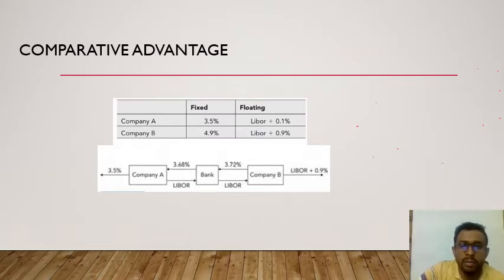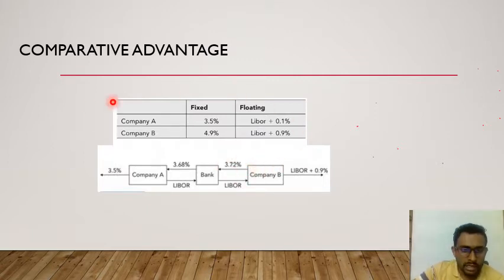Company B will be paying LIBOR plus 0.9% outside, which is the market floating rate, and company A will have to pay 3.5% fixed rate outside. So as a banker, I'll get into an arrangement with company A that you pay me LIBOR and I'll pay you 3.68%, and I will pay company B LIBOR and let him pay me 3.72%.